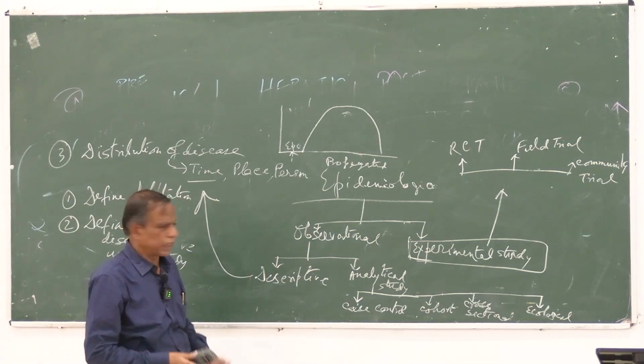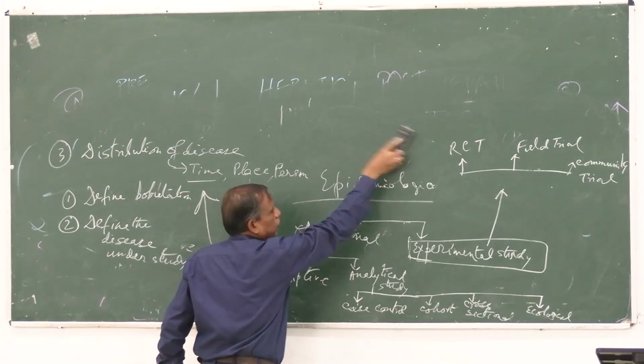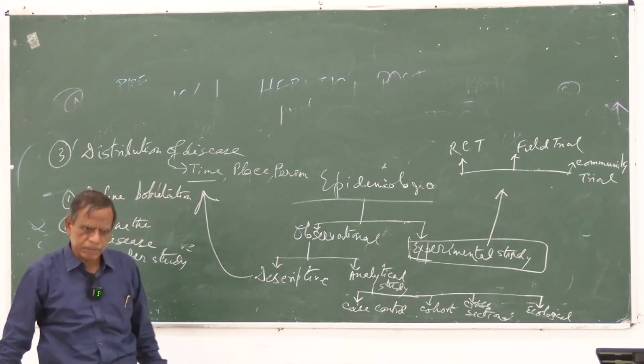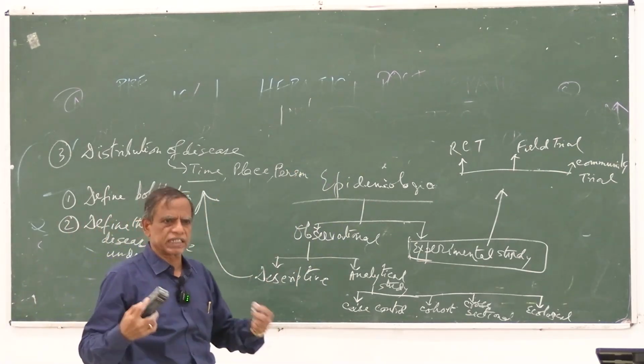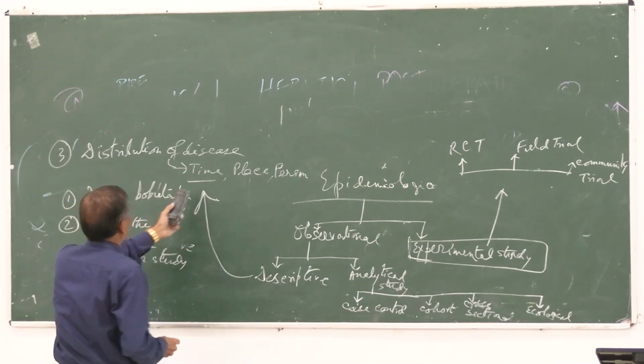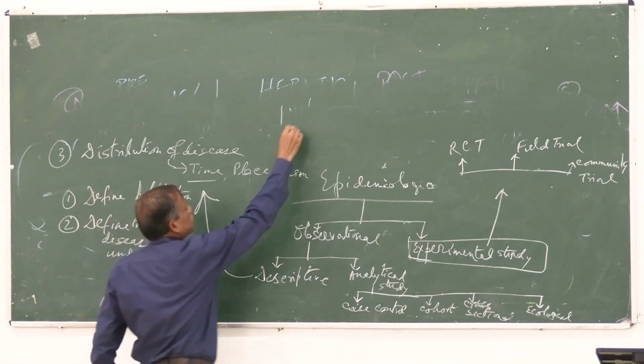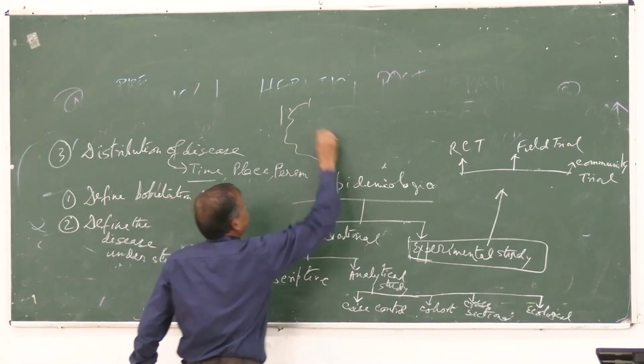So, with the help of this epidemic curve, we can identify the source of infection, modes of transmission, how the disease is being transmitted, and also the place. Another important is spot map, geographical spot map.